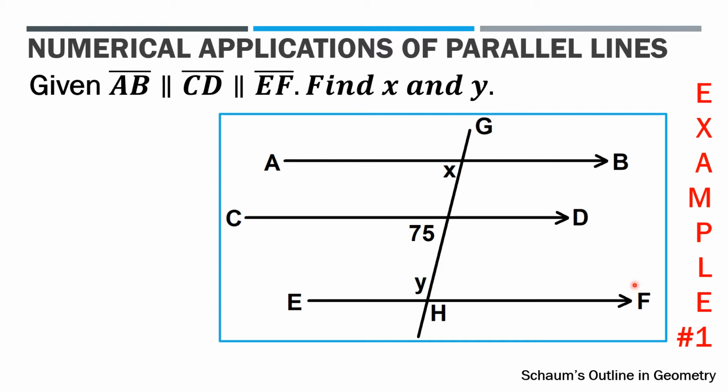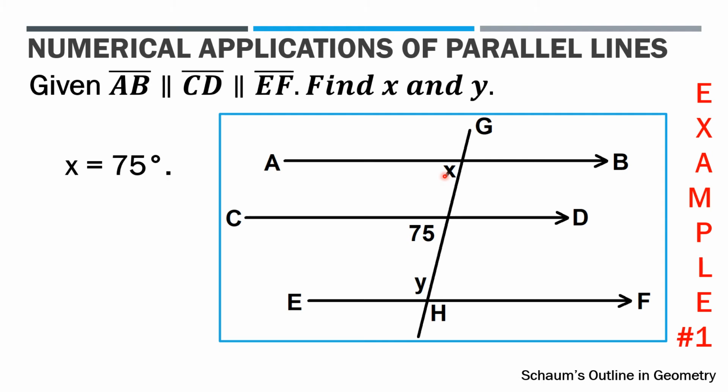To do this, we simply think of the pairs of angles discussed by determining which pairs of angles apply in the problem. Notice that angles x and 75 degrees are corresponding angles. We know that if two lines are parallel, then their corresponding angles are congruent, so angle x must measure 75 degrees.